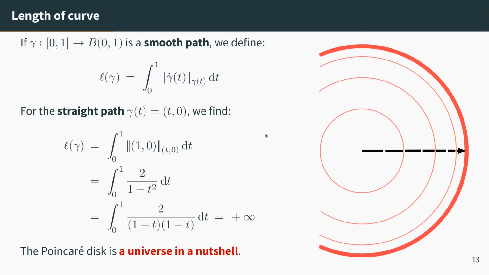The coordinates for a point gamma of t, (x, y), are just (t, 0). So x goes from 0 to 1 and y doesn't change. Now the length of gamma: I use the same formula. It's the integral between 0 and 1 of the norm of the velocity vector. The velocity vector is always (1, 0) in my extrinsic coordinates, so the norm of (1, 0) at location (t, 0), and I integrate that for t from 0 to 1. That's just a copy-paste of this formula.